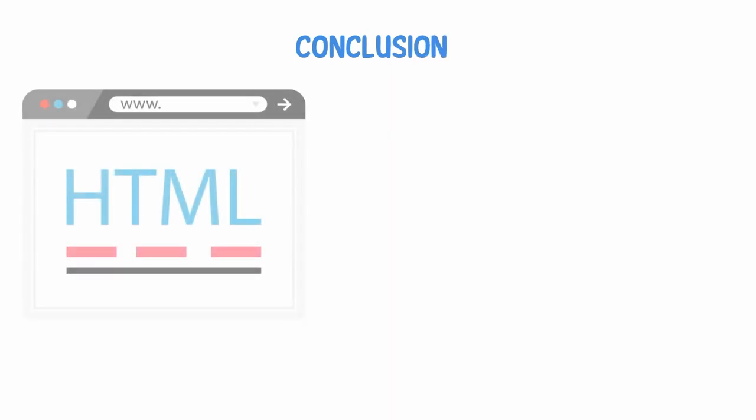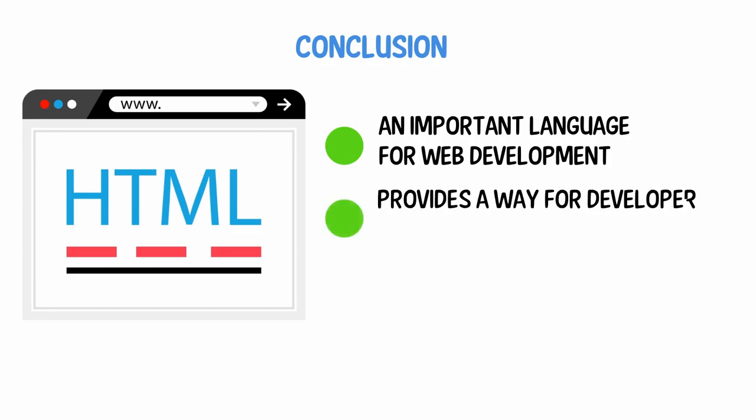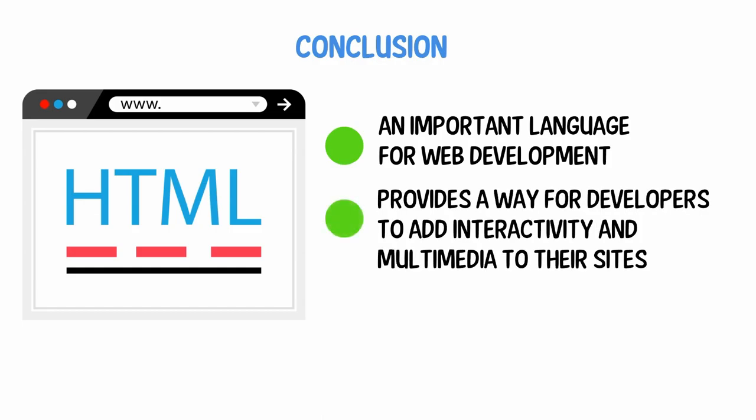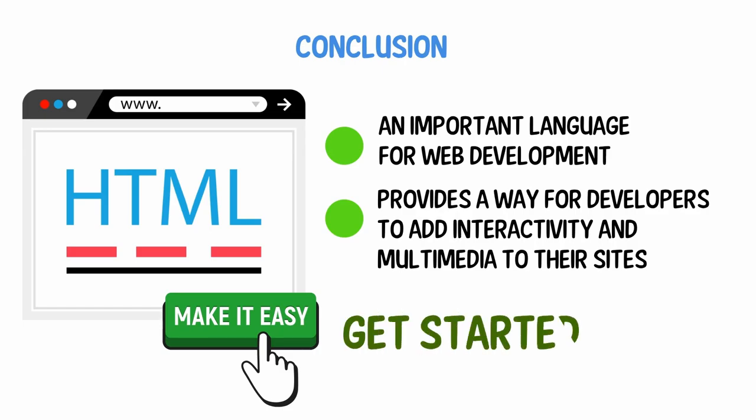In conclusion, HTML is an important language for web development. It is used to create and structure web pages, and it provides a way for developers to add interactivity and multimedia to their sites. It is easy to learn and use, making it an excellent option for beginners. If you're interested in learning HTML, there are plenty of online resources, such as tutorials and courses. With a little bit of practice, you'll be able to create beautiful and functional websites using HTML. So don't hesitate to get started today.